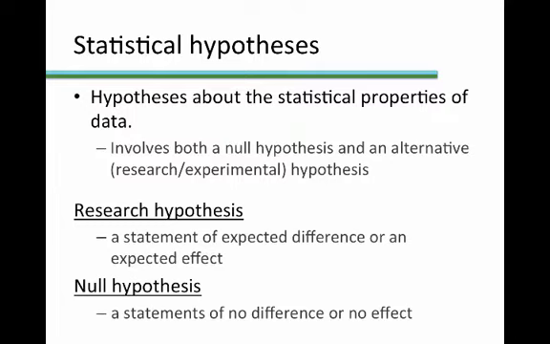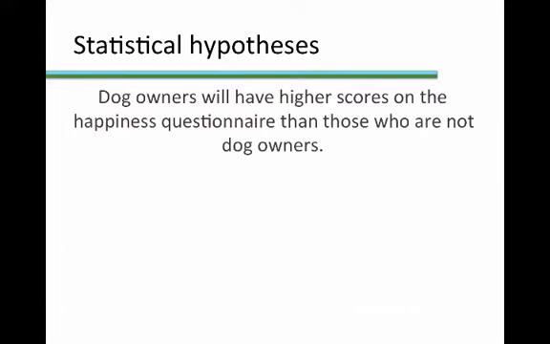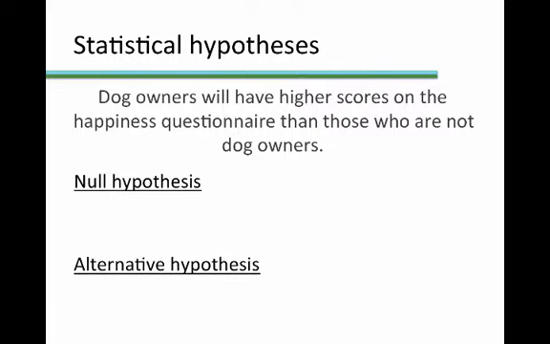However, within the context of statistical hypotheses, the research hypothesis is given a different name. Usually, it is referred to as the alternative hypothesis, although sometimes you will see it called the experimental hypothesis as well. So for any experiment, we are going to have a null hypothesis and an alternative hypothesis. Let's take our first research hypothesis of dog owners will have higher scores on the happiness questionnaire than those who are not dog owners, and translate it into our two statistical hypotheses, a null hypothesis and the alternative hypothesis.